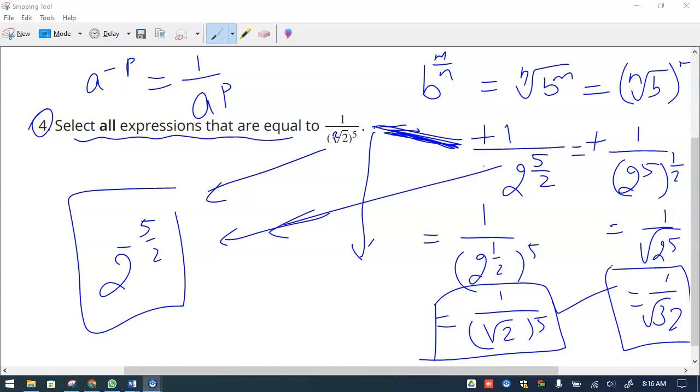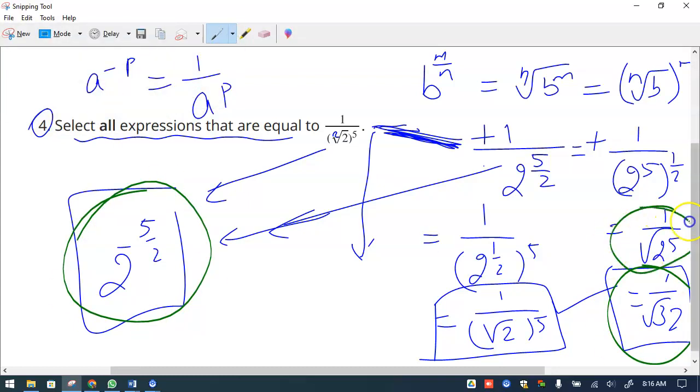If you see the multiple choice, your answers will be this one. This also is correct. This also is correct. Even this is correct, but they did not show us. But this and this are the correct choices. So I hope that helps.